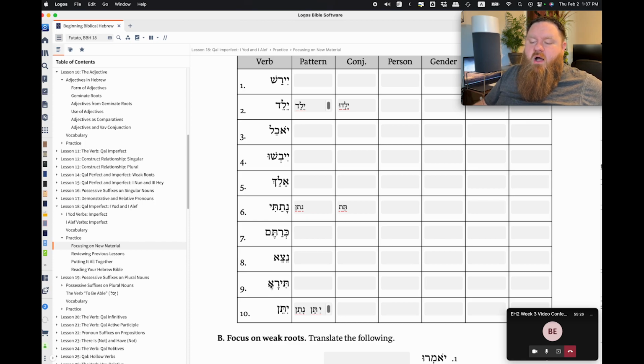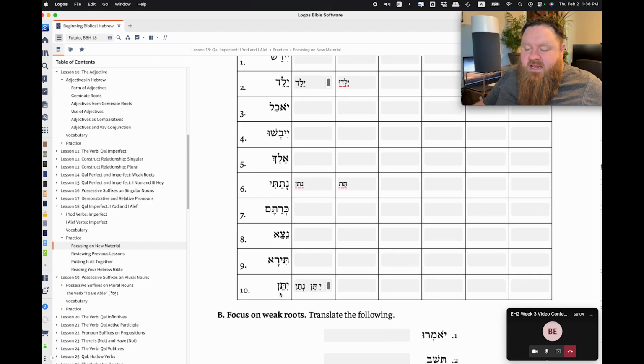So I know that Yara is my root. When I have a Tav prefix with no suffix, that's either going to be 3FS Qal imperfect or 2MS Qal imperfect. And again, context will have to determine what it is there. But if Yara is he was afraid or he is afraid, then Tira would either be she will fear or she will be afraid, or you, masculine singular, will be afraid, something like that.